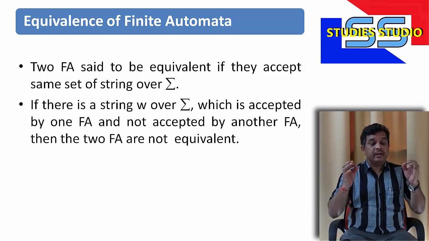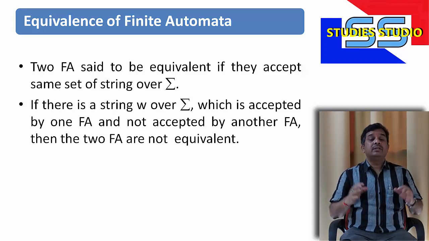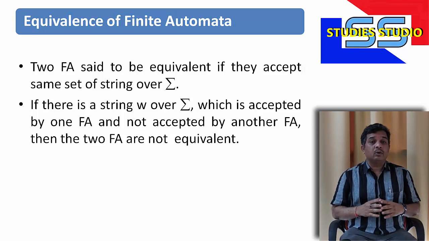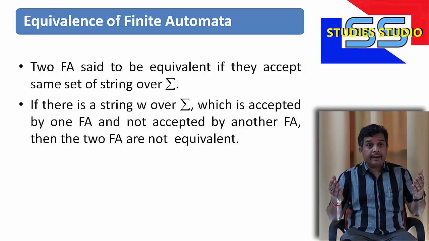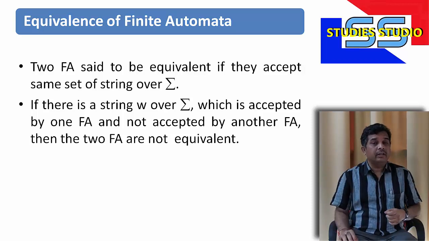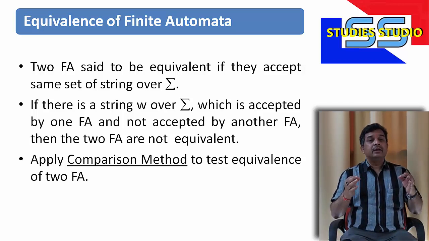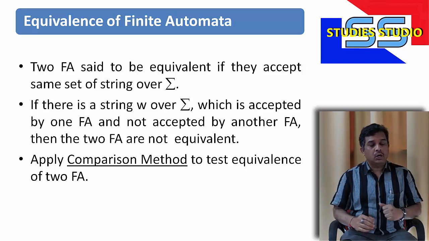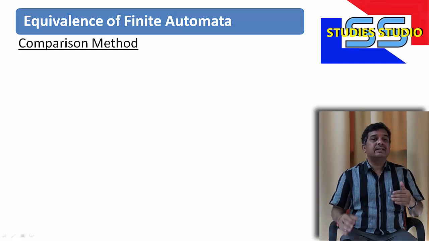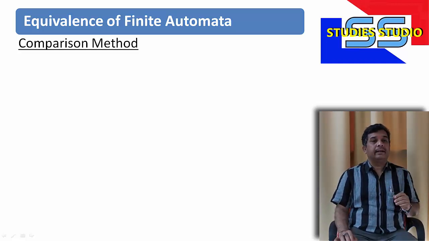If there is a string W defined over the input symbols which is accepted by one finite automaton and not accepted by the other one, then these two finite automata are not equivalent. Basically, we apply the comparison method to test whether the two finite automata are equivalent or not. So let us see what the comparison method is, how generally we compare two finite automata.